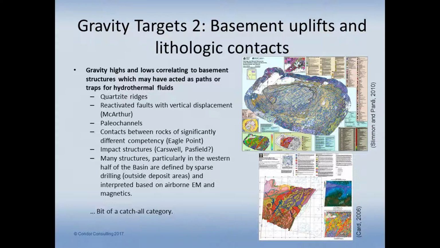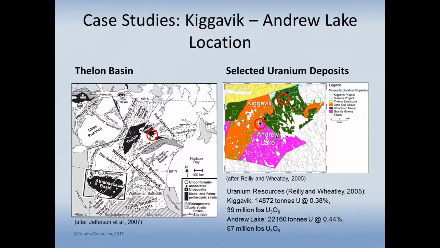So we've got these quartzite ridges. We've got vertical displacement along faults, as we see in McArthur. I think there's also the quartzite issue. Paleo channels, I don't have a case for that, but it seems to make sense. If you see a low point in the basement, this might be something of interest. Contacts with rocks between different competency as an equal point. Impact structures, I was at Carswell. I put Pasfield in there just because we have data over it, though I know it's a controversial topic whether that's an impact structure or not. Yeah, so I think, what do I have got for examples? I guess that's it for the two target types.